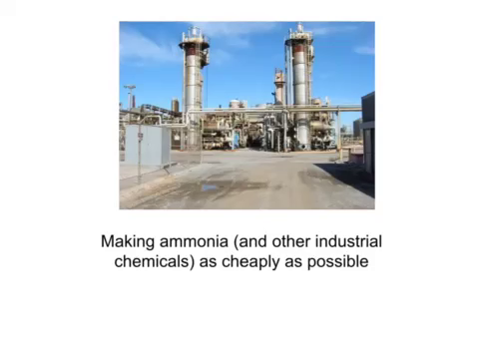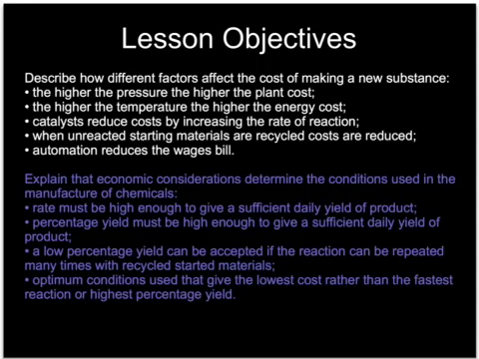This tutorial looks at industrial chemistry and how industrial chemicals, with a focus on ammonia initially, can be made as cheaply as possible. The kind of factors we'll be looking at are the pressure and the temperature and the use of a catalyst, but also we'll be looking at automation and recycling some of the raw materials to make things as cheaply as possible.